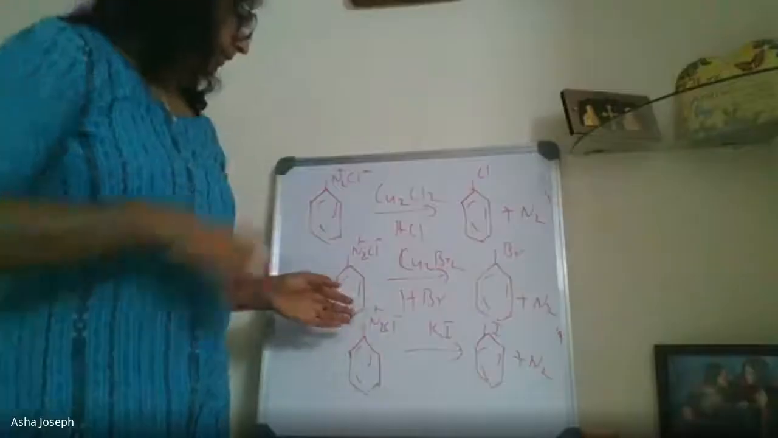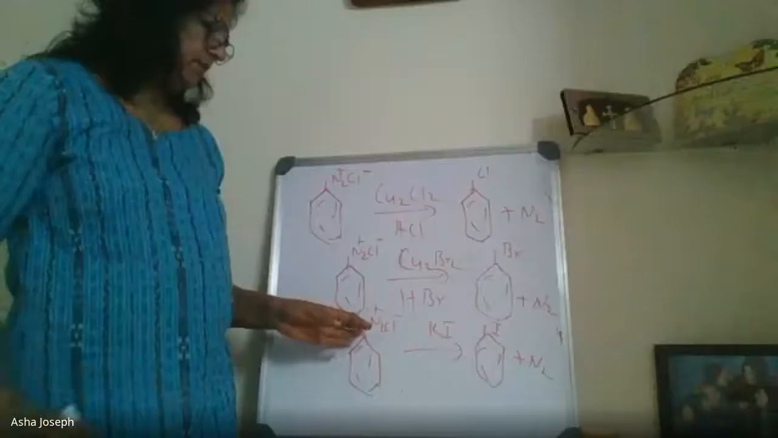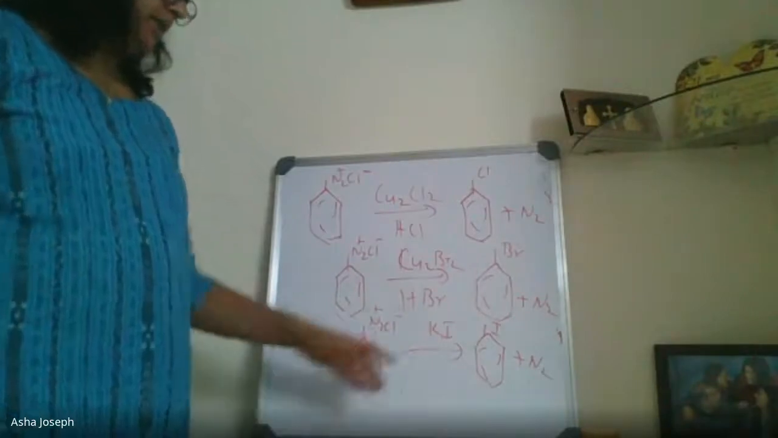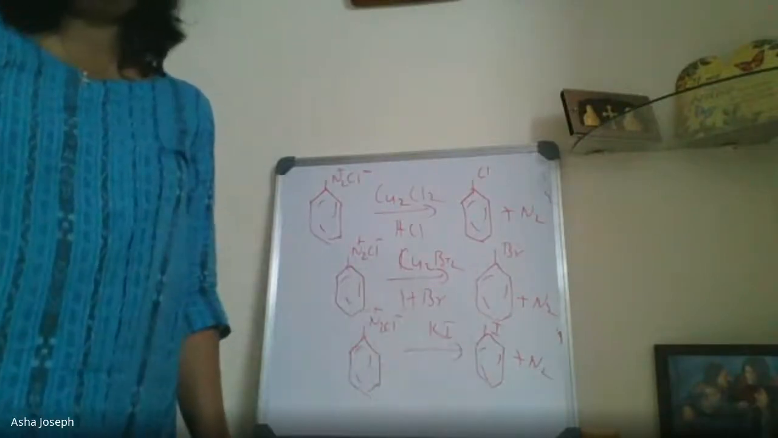Ma'am, in bromine and this iodide, what happens to Cl? That will come out. The byproducts will be there. One byproduct only they have shown. Okay. Fine.